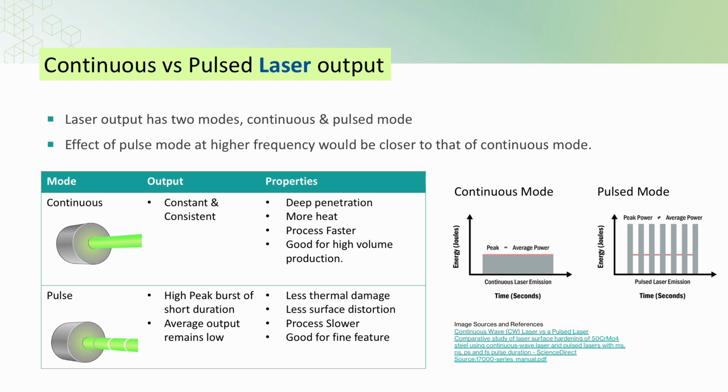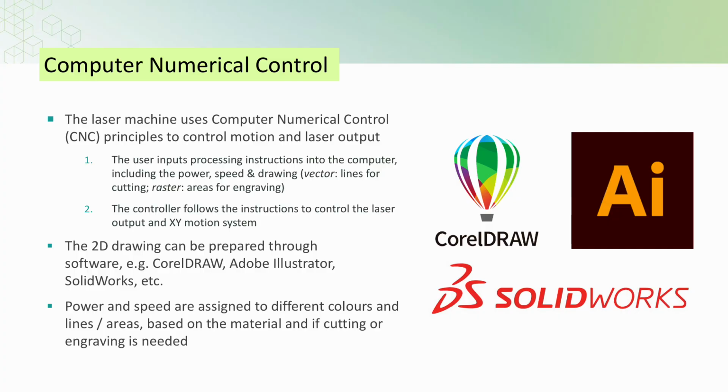Some laser machines allow you to choose the frequency of pulses during laser cutting to make the processing quality suitable to the need. The laser machine is also a device using computer numerical control principles to control the motion and laser output. Users may use software like CorelDRAW, Adobe Illustrator, SolidWorks to prepare 2D drawings. Users will need to assign laser power and speed to different colors of line or area in the drawing. Then load all the processing instructions into the computer, including power, speed, and 2D drawing. The controller then follows the instructions to control the laser output and XY motion to conduct cutting or engraving.